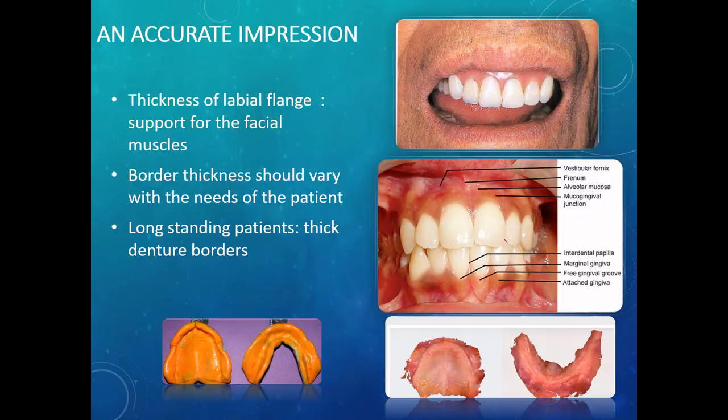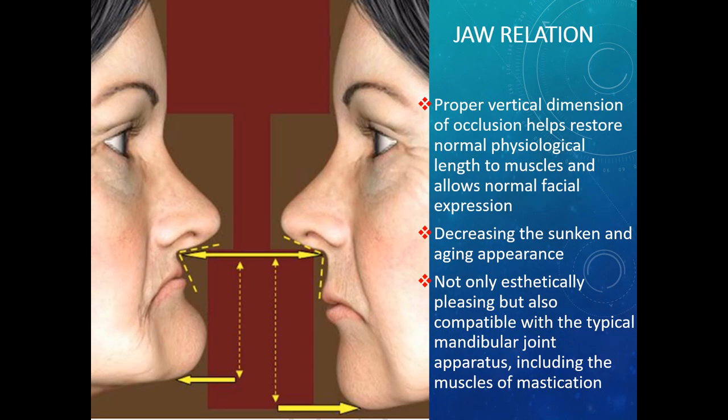The next important step is jaw relation, and here we determine the amount of separation between the maxillary and mandibular residual ridges. By properly establishing the vertical dimension of occlusion, we restore the normal physiological length to muscles and allow normal facial expression. And re-establishing the appropriate vertical spacing will also improve the patient's facial profile by decreasing the sunken and aging appearance.